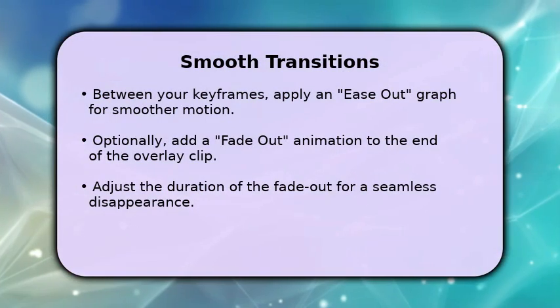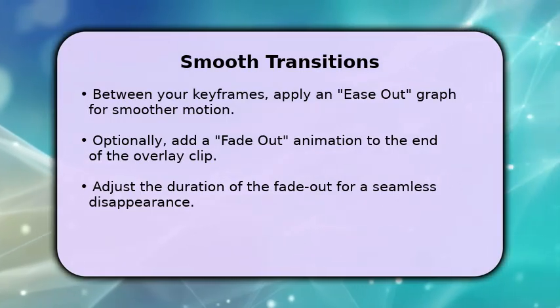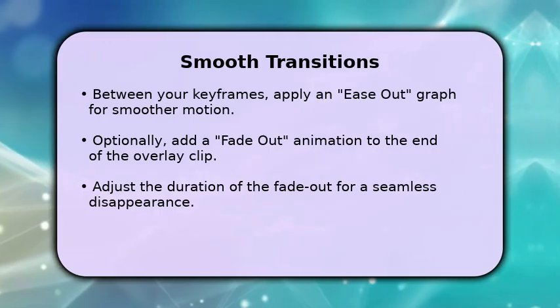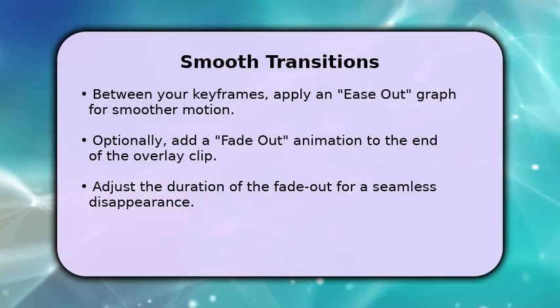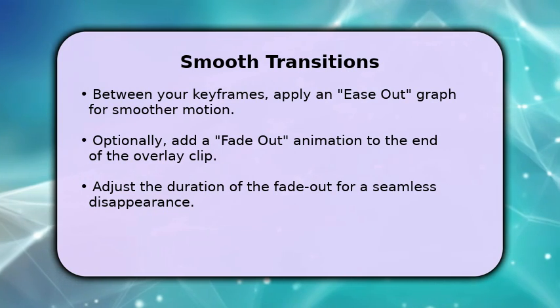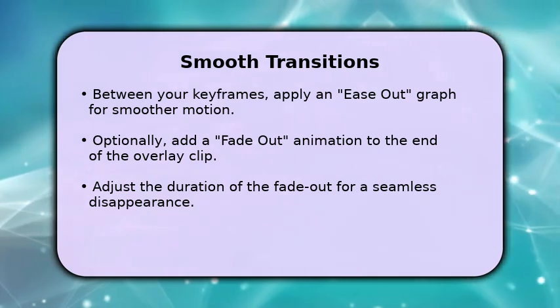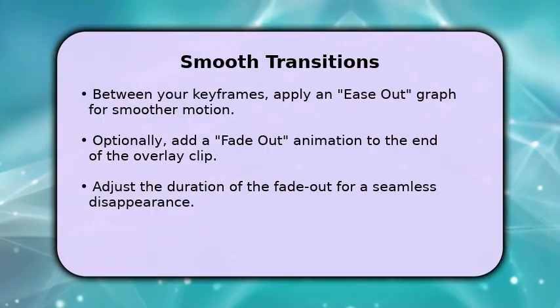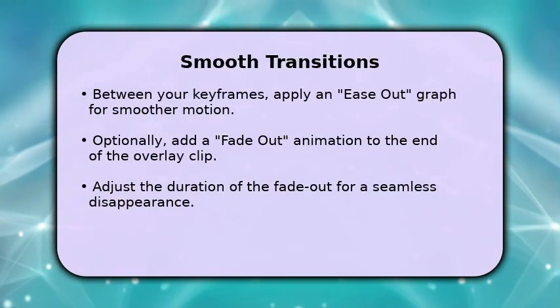For a professional and smooth ghost zoom, navigate between your two keyframes and apply an ease-out graph. This graph type ensures a fluid acceleration and deceleration of the zoom. Additionally, consider adding a fade-out animation to the end of your overlay clip. Adjust its duration to about 0.9 seconds for a seamless disappearance. These final touches will make your ghost zoom effect look polished and captivating.